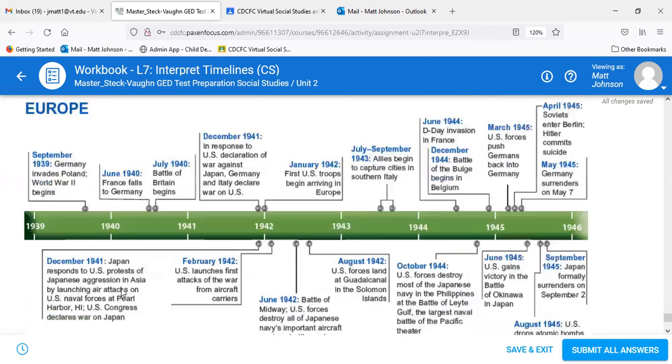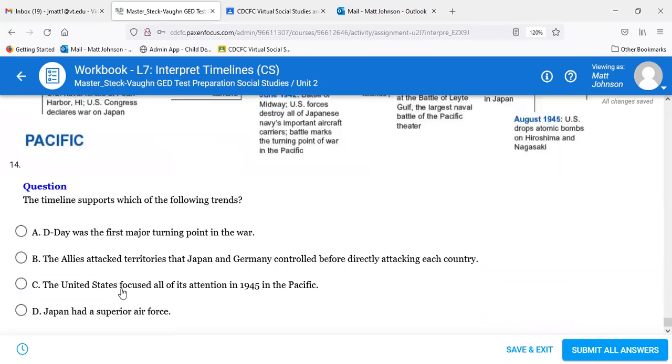D as in dog. And then wrapping it up here for 14, the timeline supports which of the following trends? A, D-Day was the first major turning point in the war. B, the Allies attacked territories that Japan and Germany controlled before directly attacking each other. C, the United States focused all of its attention in 1945 in the Pacific. Or D, Japan had a superior air force. Is it B? Yeah, B as in boy. The Allies attacked territories that Japan and Germany controlled before directly attacking each country.